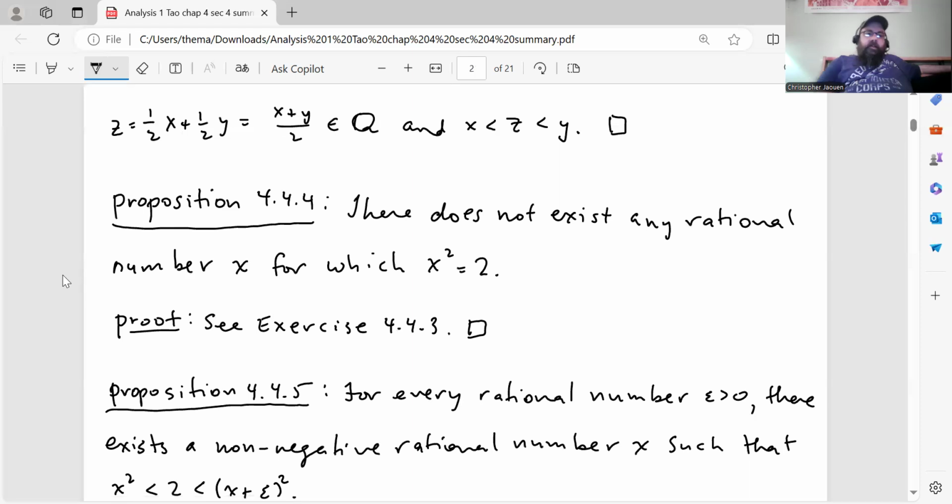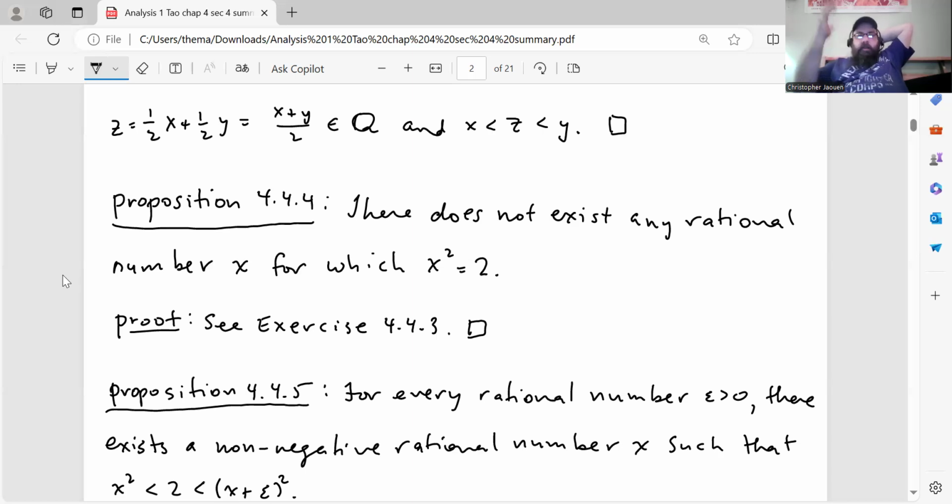All right, proposition 4.4.4, there does not exist any rational number x for which x squared equals 2. We've actually already proved this, maybe more than once even. We definitely proved it in Spivak, and also when I went over Stillwell's History of Mathematics textbook, chapter 1. If you look in the playlists, I did chapter 1 in that book, and we talked about square root of 2 and so on in there as well.